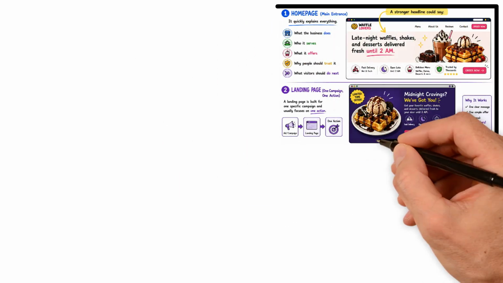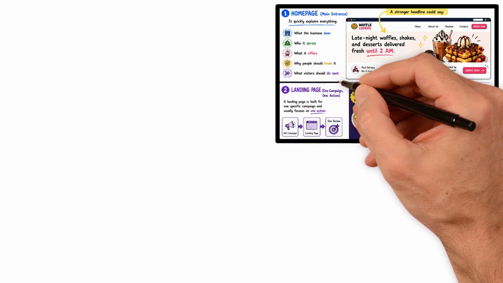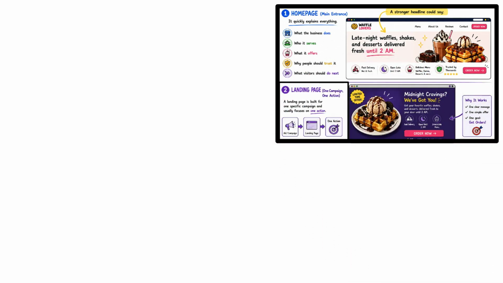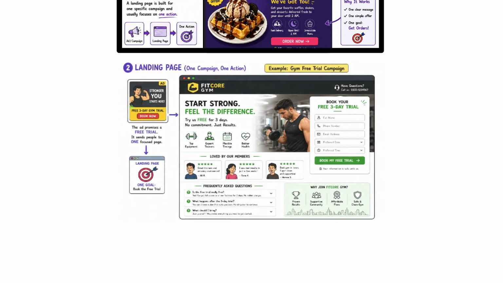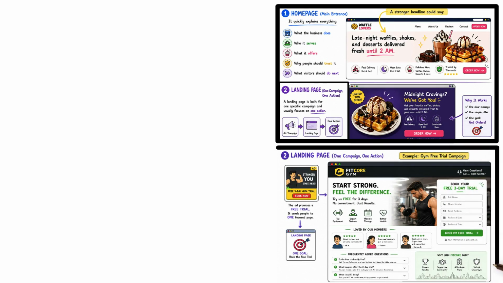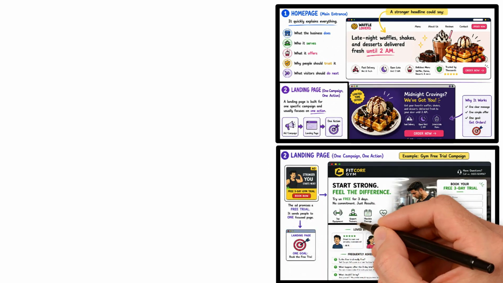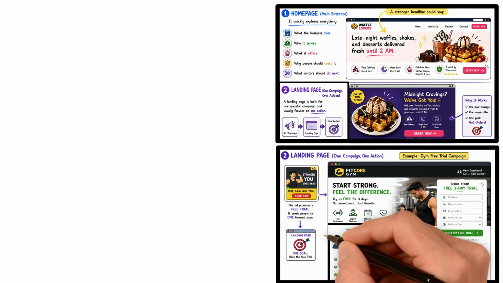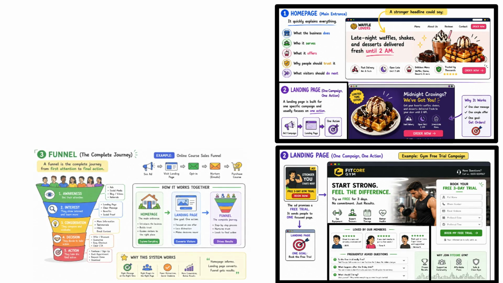The second part is the landing page. A landing page is built for one specific campaign and usually focuses on one action. For example, if a gym advertises a free trial, the advertisement should lead to a page focused only on booking that trial. The page may include the benefits, customer reviews, frequently asked questions, and one clear booking form. Landing pages reduce distractions and make decisions easier.